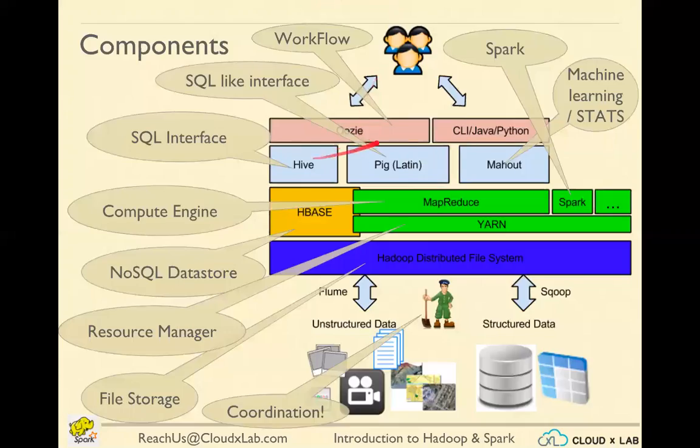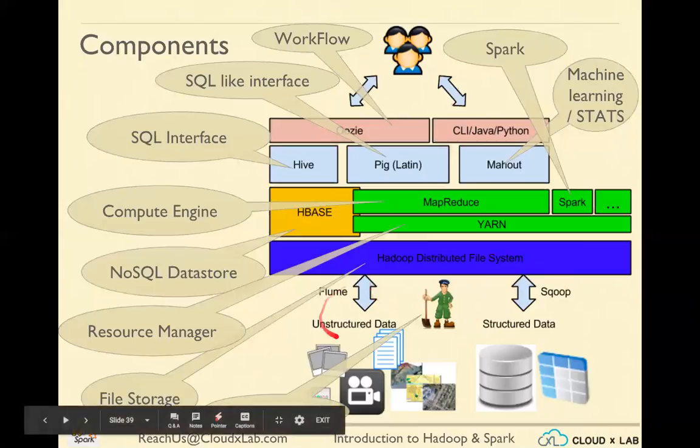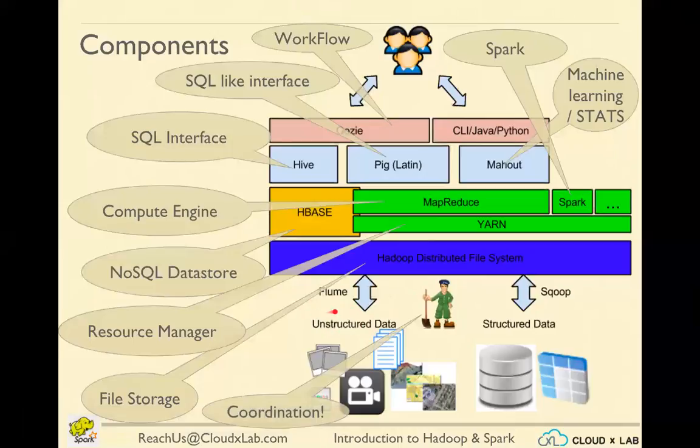That's why you use a workflow engine. A workflow engine can sequence these steps in a very logical format. Also, there are two components called Flume and Sqoop. They are for ingesting the data. If you have structured data, you will use Sqoop to put the data into the Hadoop ecosystem. If you have unstructured data, which is continuously being pumped into Hadoop, then you will use Flume.